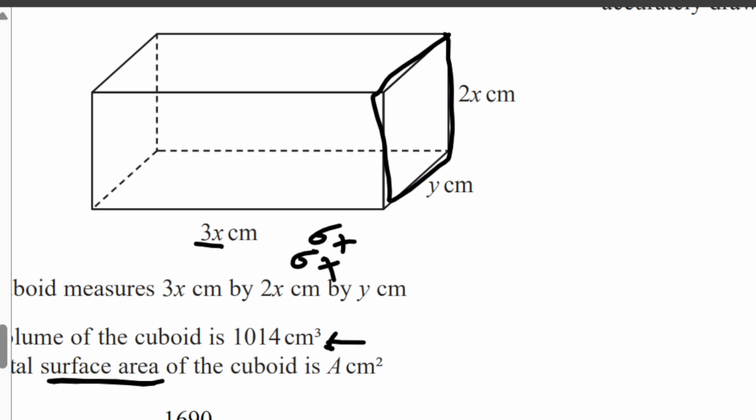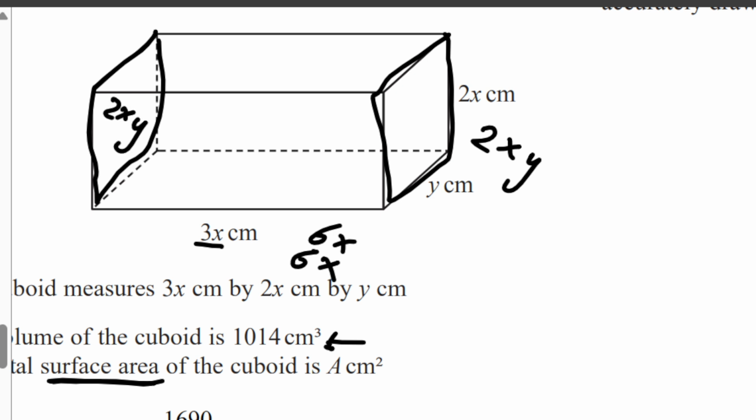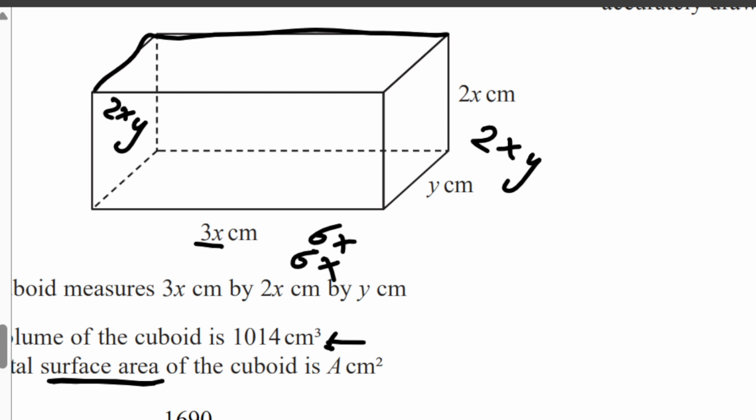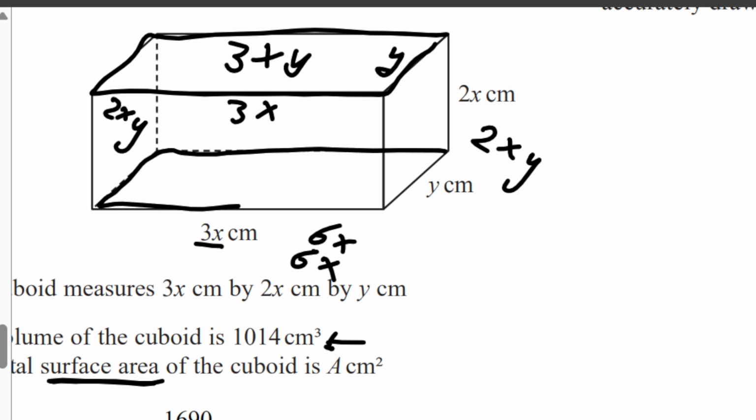This is 2x times y, which is 2xy. And the area of this one here is also going to be 2xy. That's amazing. That's a very good job. We did a lot. Now let's find the area of the top. This one. This is 3x and this is y, isn't it? So it's 3xy. The area of the one down here is going to be similar. So it's also 3xy.